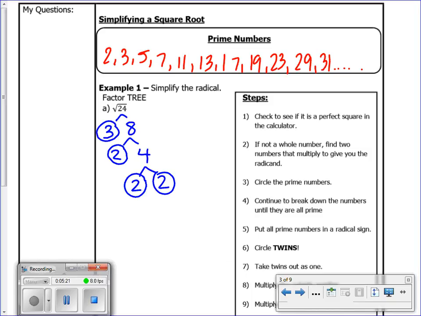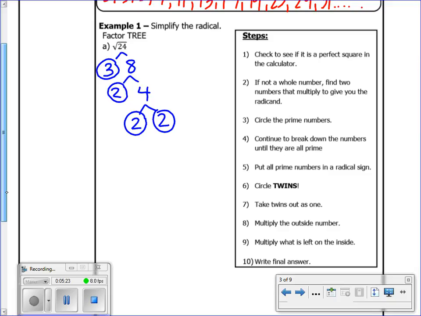Now that I have all of my prime numbers, I am going to put all the primes in the radical sign. So I make my radical and put all my prime numbers in, and I like to go from least to greatest. So 2, 2, 2, and a 3. Notice I put little dots in between. That's representing that there's multiplication going on in between it all. The way this works is, if you multiply these prime numbers together, 2 times 2 is 4, 4 times 2 is 8, 8 times 3 is 24.